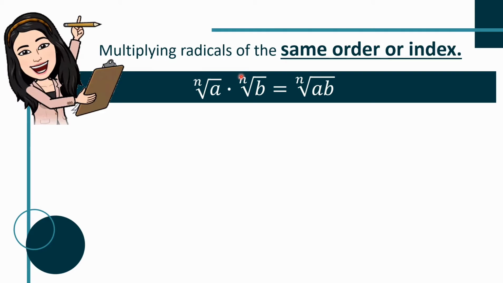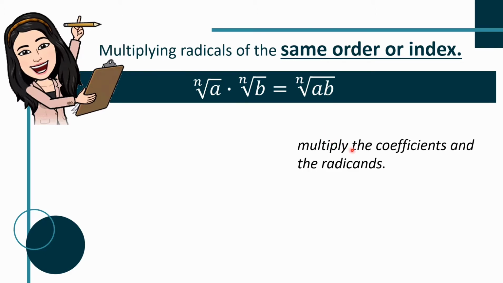Kapag parehas yung index nila, ano ang ginagawa natin sa kanilang radical? Yes, we just need to get their product. I-multiply lang si A and B, yung nasa loob. That's it. Okay? So you just need to copy the common root and then multiply their radicals. In short, you just need to multiply the coefficients as well as the radicals. Ang coefficient, class, ay yung number na nasa tabi ng ating radical.